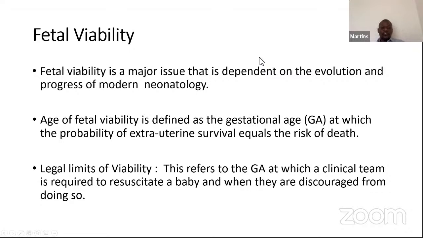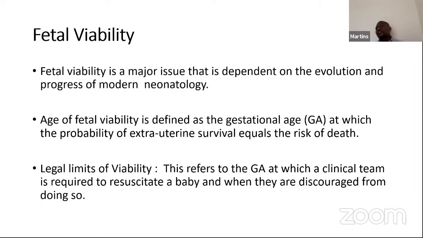So what is fetal viability? Over time, the age of fetal viability has gradually been reducing in terms of gestation. Previously, it went from 30 weeks to 28 weeks, then came down to 24 weeks and 22 weeks, depending on the countries. For instance, in Japan, it's currently 22 weeks. But this age is usually set at a gestation where the extrauterine survival is equal to the risk of death, like 50-50. And it's usually based on the survival rates of the extreme preterm infants.